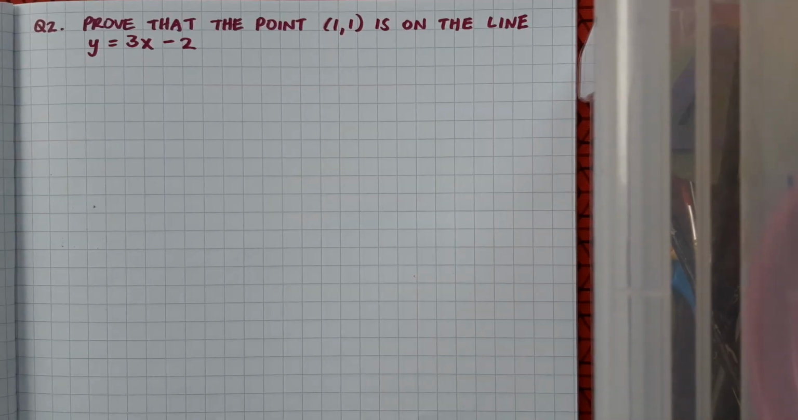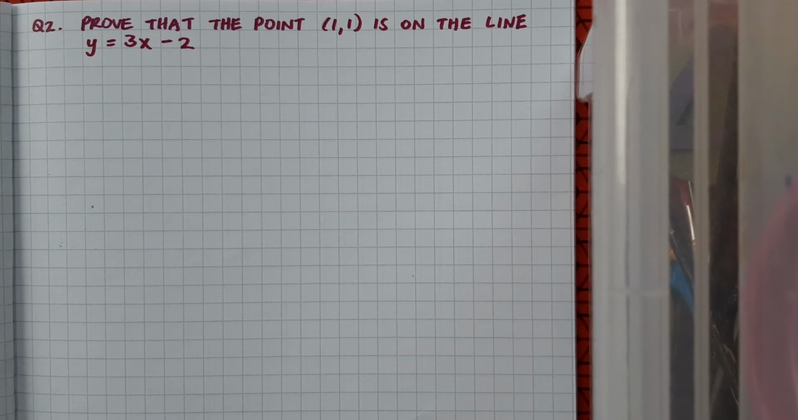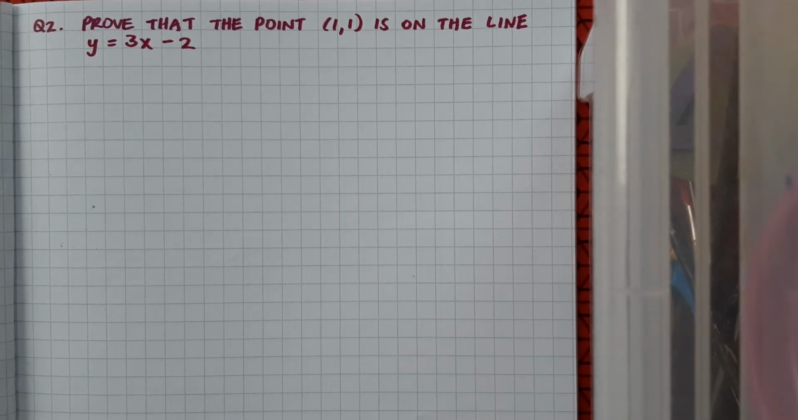So your question is to prove that the point (1, 1) is on the line y = 3x - 2. So again, pause the video here while you do this, and then play to see if you're correct.